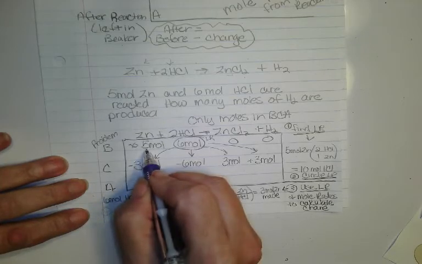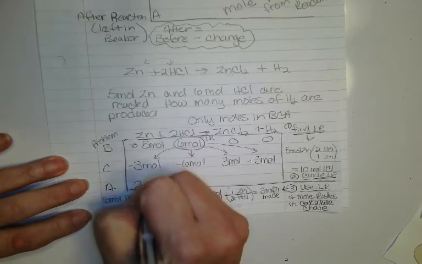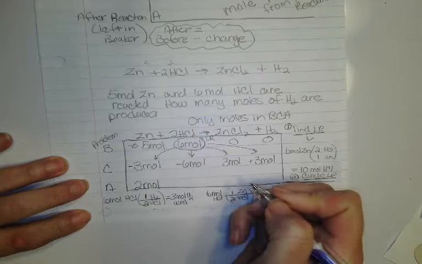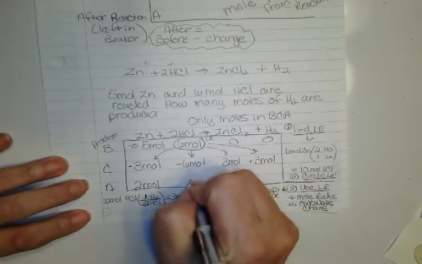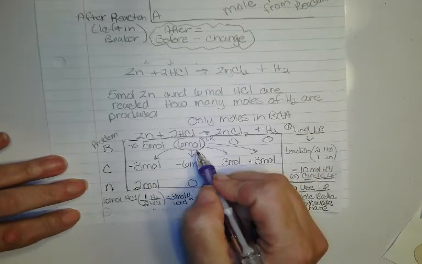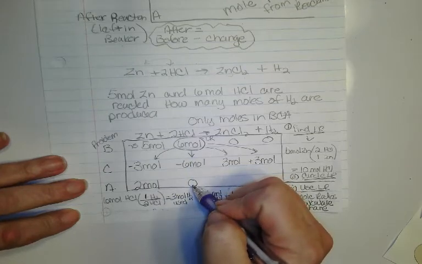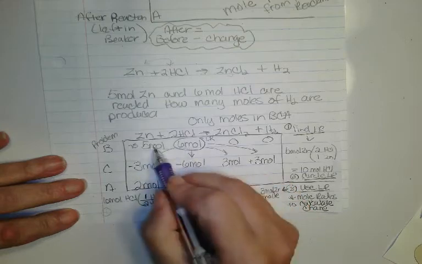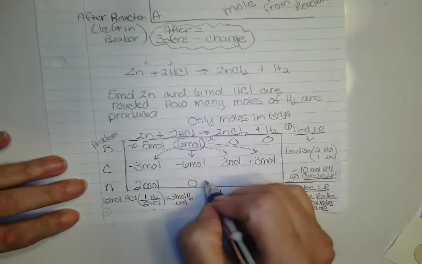Well, I started with 5 moles. I only used 3, so that means I have 2 moles left. I started with 6 moles. I used it up. This is 0. You should always have 0 for your limiting reactant. If it goes negative, you can't use more than what they gave you. That means you picked the wrong one, and you have to double check which one is your actual limiting reactant.